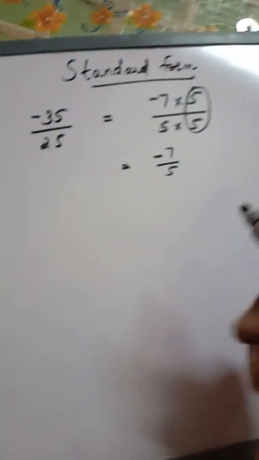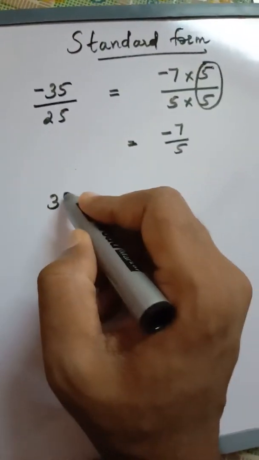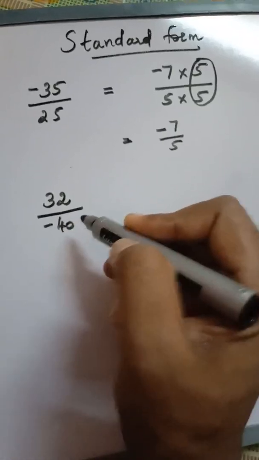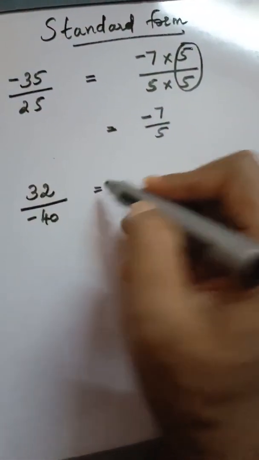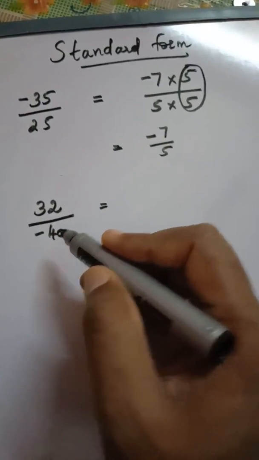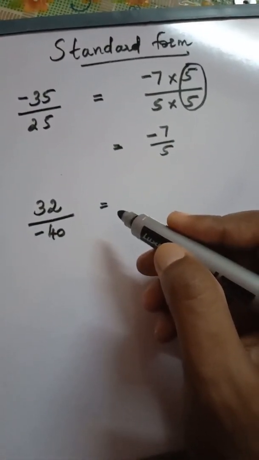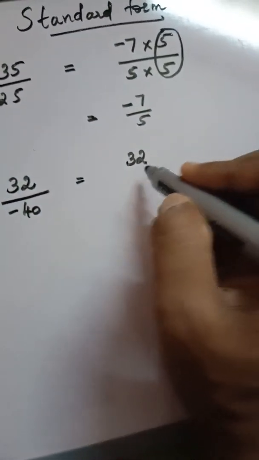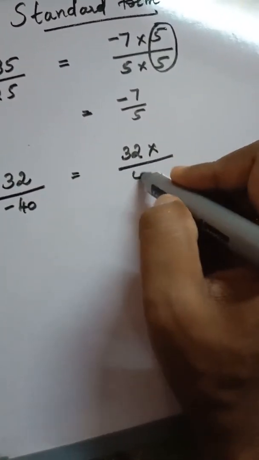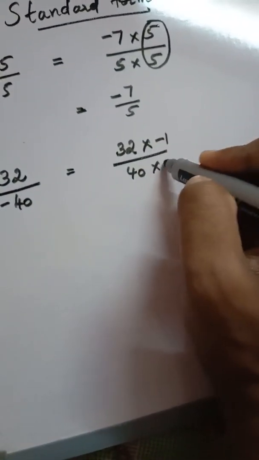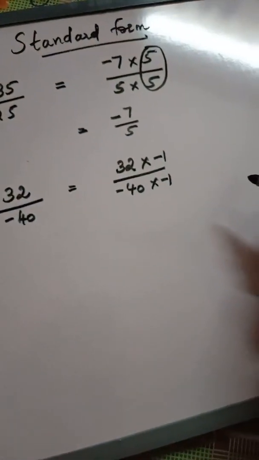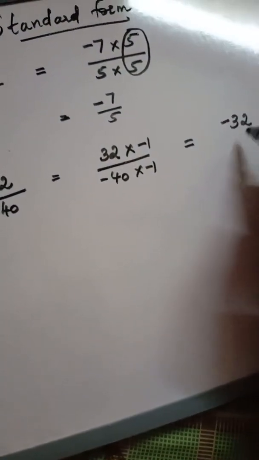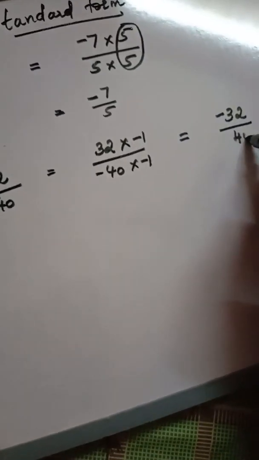Now consider another example with a negative denominator. For example, 32 upon minus 40. Here we can see that the denominator is a negative integer. So first step we have to make it a positive. Now we will multiply both numerator and denominator by minus 1. Then we can see that the numerator will become minus 32 and the denominator will become positive 40.